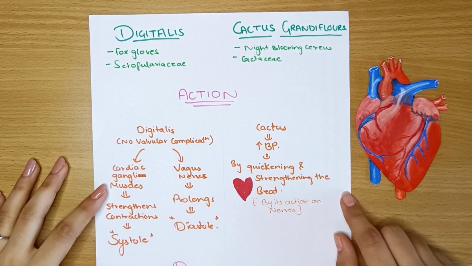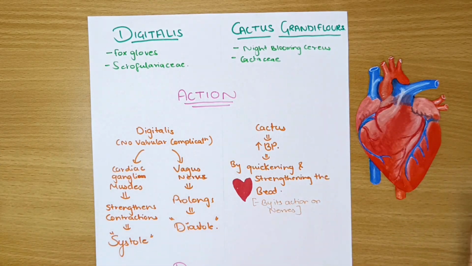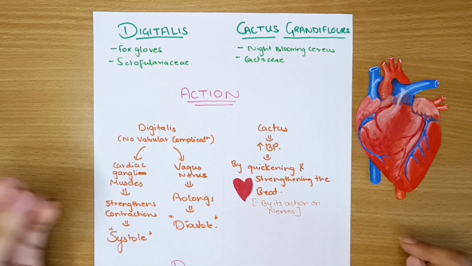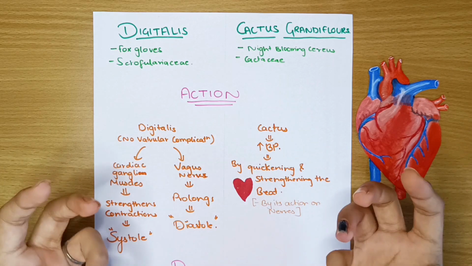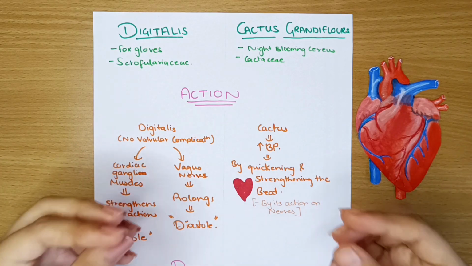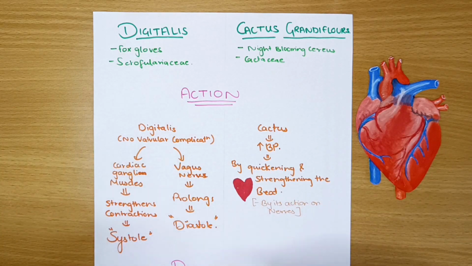The other thing that we see is in cactus. Now, what is cactus going to do? Cactus is going to increase the blood pressure. But how? Again, it will act on nerves, by quickening and strengthening the beat and thus increasing the heartbeat. Okay, this is all about the action of digitalis and Cactus grandiflorus.